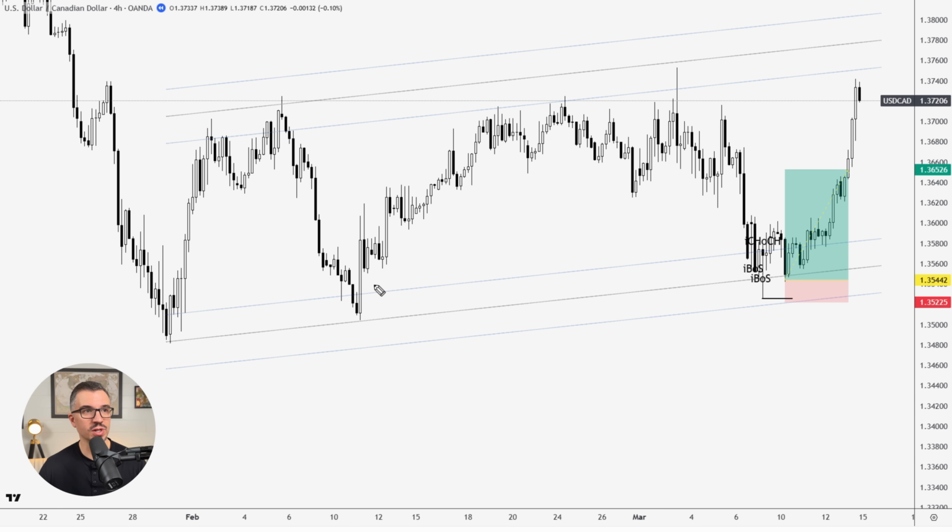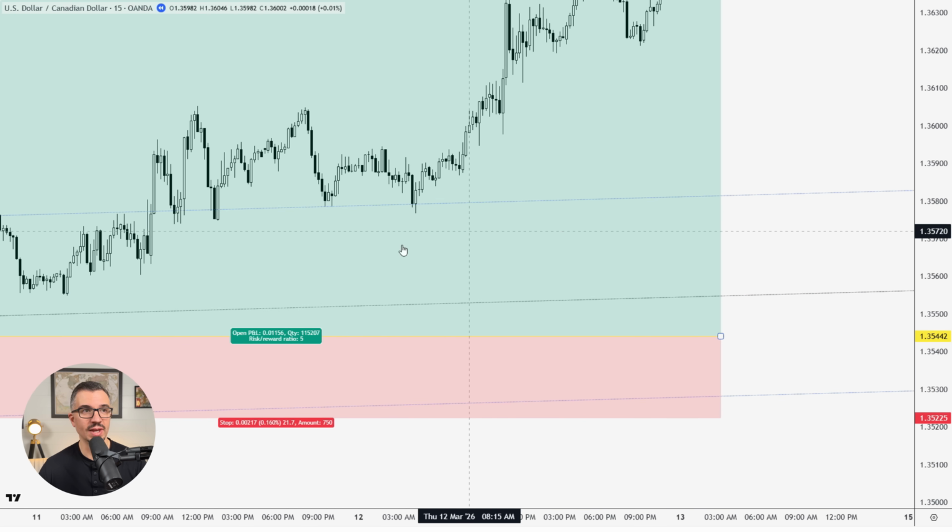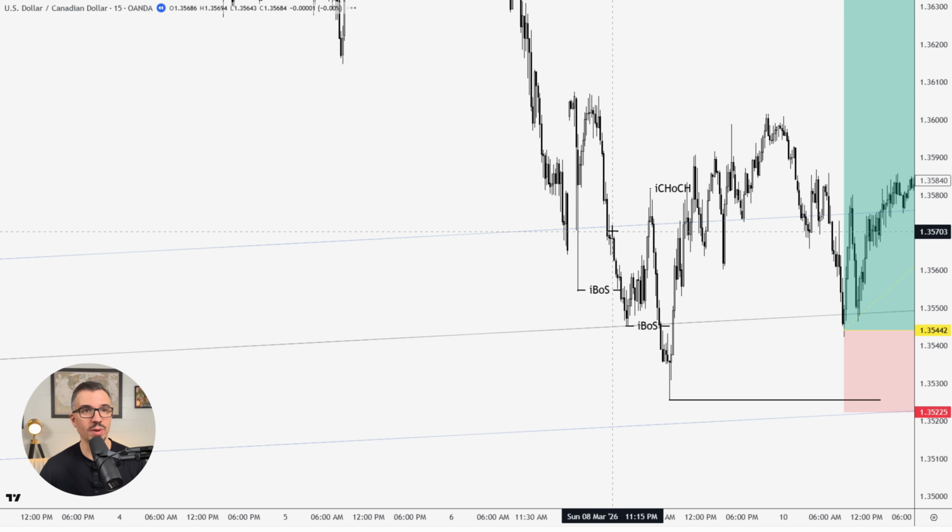We have the area of interest back here. We have this imbalance that got mitigated through here. We also have the bottom of this channel. This is why I love channels. I have for over a decade. And you can see that we had the market come down here into this area. We then had, if we go to a 15-minute time frame, that internal shift right down here in this area. All we did was just walk the market down.